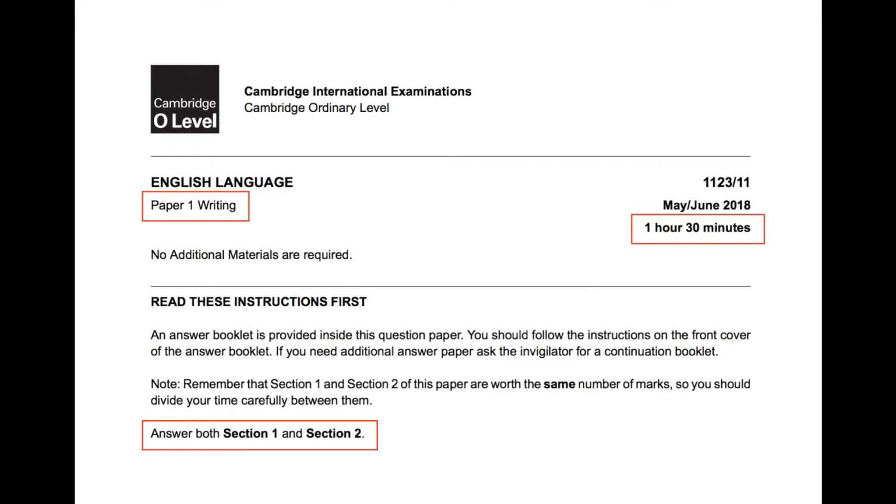And there's some very important information on there, which I have highlighted with red boxes. On the left-hand side, it says Paper 1, Writing. So you know that Paper 1 is the writing exam. On the right-hand side, it says that you have 1 hour and 30 minutes to complete the paper. And at the bottom, it says answer both Section 1 and Section 2 of the paper. Now, that means you know that Paper 1 writing has 2 sections and you have to answer both of them.